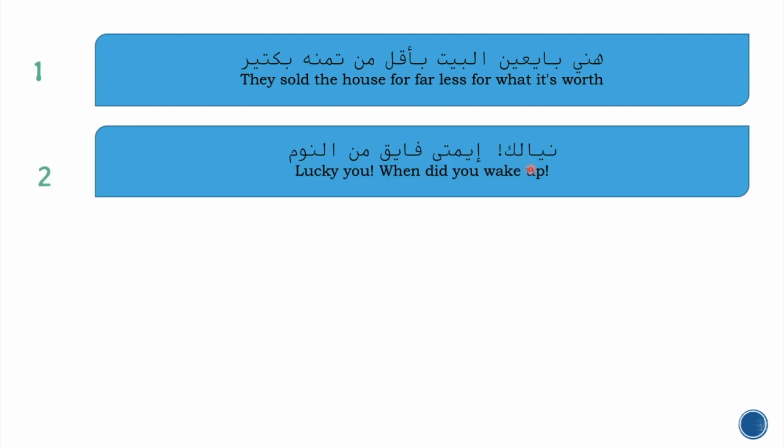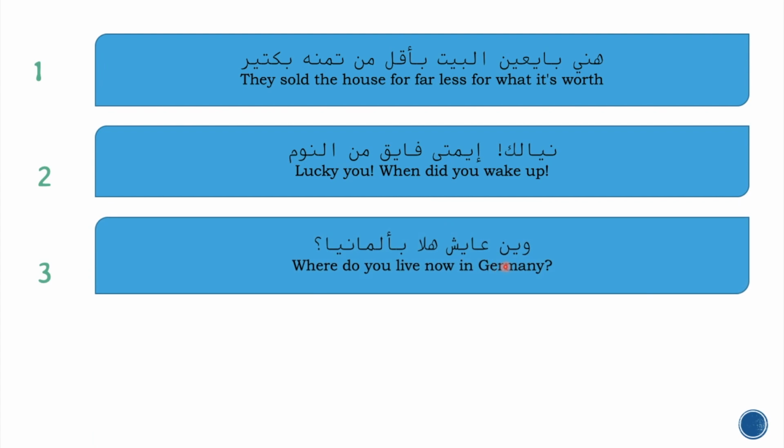نيالك, lucky you. And if you're talking to feminine, you would say نيالك with the feminine ending. So here we are talking to masculine. Why? Because the active participle is conjugated with masculine. So you'd say نيالك امتى فايق من النوم. وين عايش هلا بألمانيا.